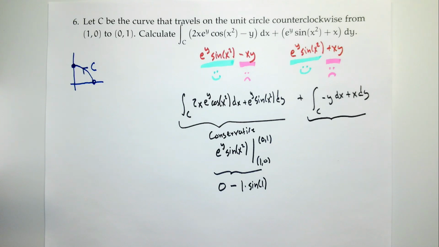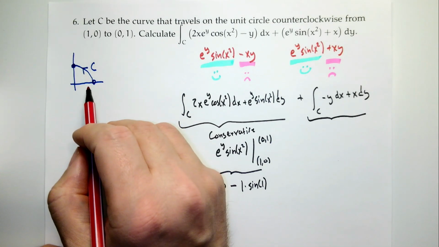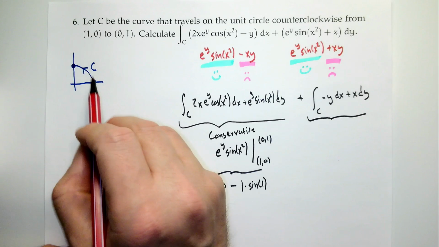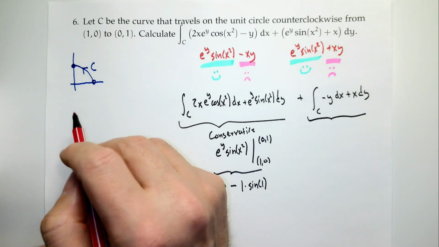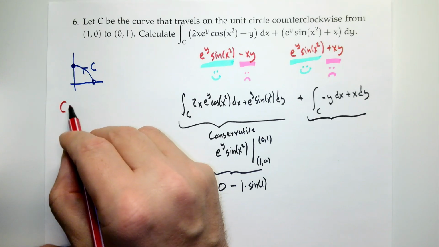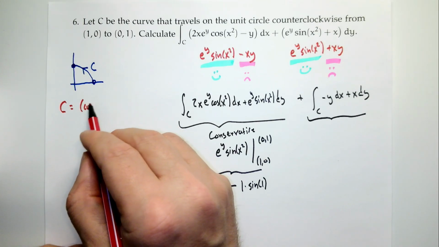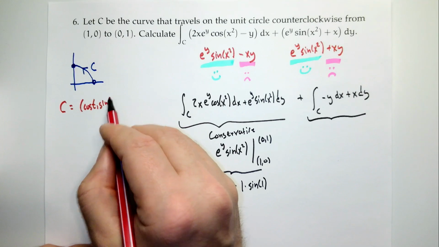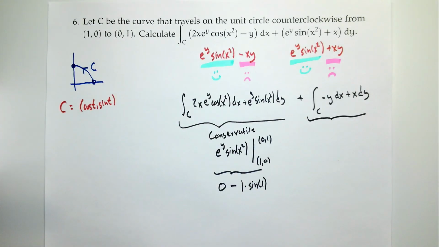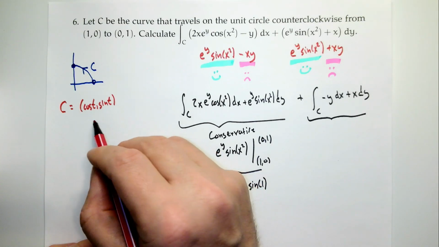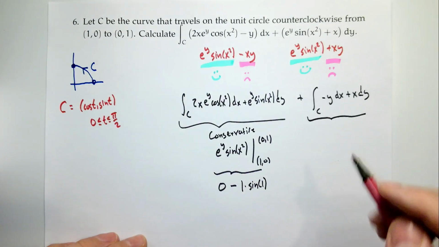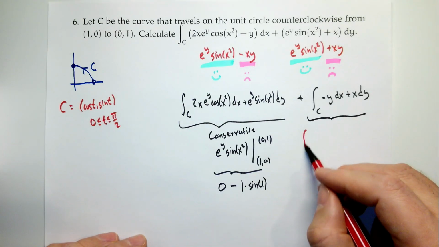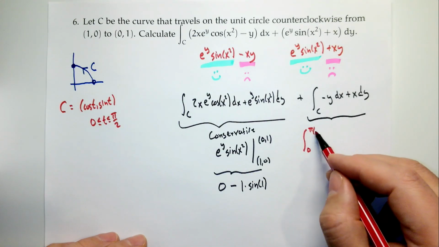So coming over here to this picture, we say, well, what's the parameterization that goes on the unit circle counterclockwise, starts at 1, 0, and ends at 0, 1? Well, the easiest parameterization is cosine t, sine t. That's really what's built to describe the unit circle. And we're only doing the quarter of the unit circle, so that says that our time goes from 0 to pi over 2. So this will become the integral from 0 to pi over 2.